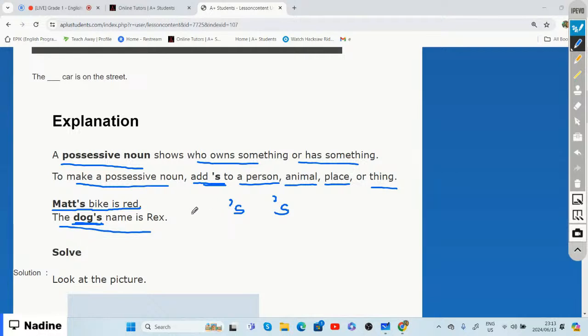And we basically add an apostrophe and an S to show either who owns something or who has something, and we call that a possessive noun. So, possessive noun.